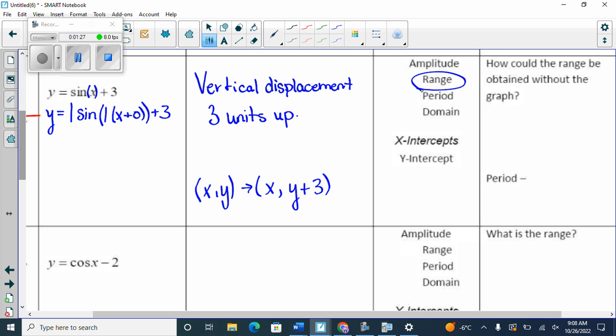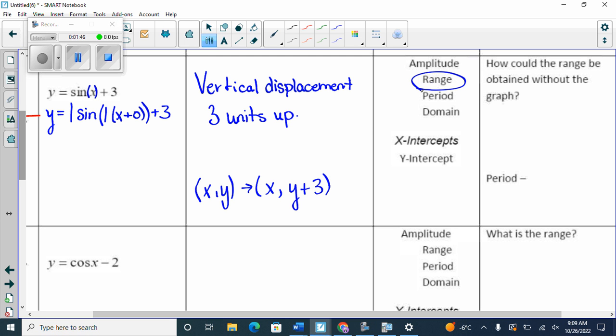Did the period change? The graph isn't happening any faster or any slower. What's the period based off of? Horizontal stretch. If the horizontal stretch is large, it's a larger period, and if the horizontal stretch is between 0 and 1, it's a shorter period. Correct? Did the period change? No. It would still be 2 pi because there's no horizontal stretch.